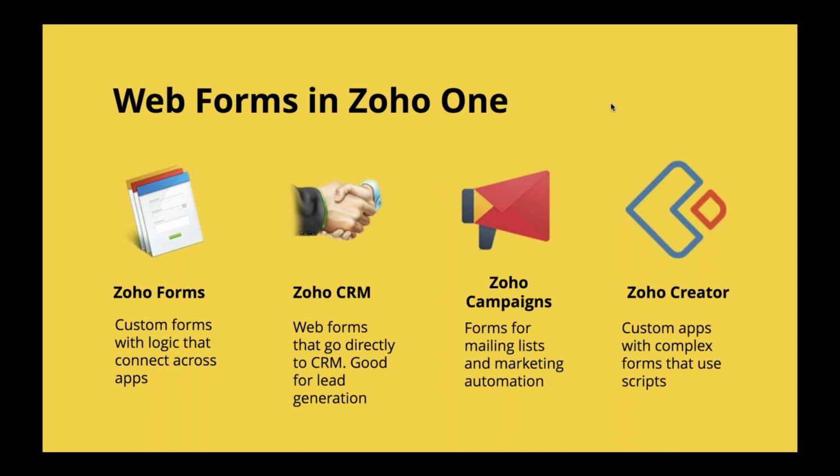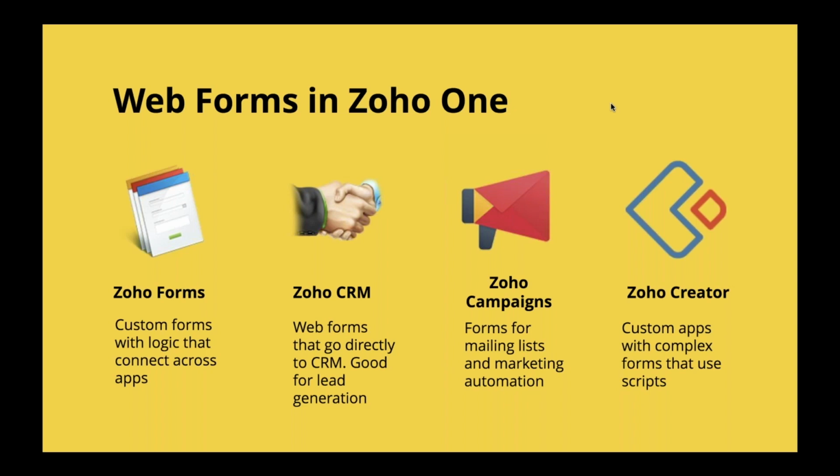Now, when we're talking about mailing lists and trying to do some marketing automation, there's a few different ways we can go. We have Zoho Campaigns, which is our email marketing application. We have Zoho Marketing Hub, which is our more of a marketing automation product.